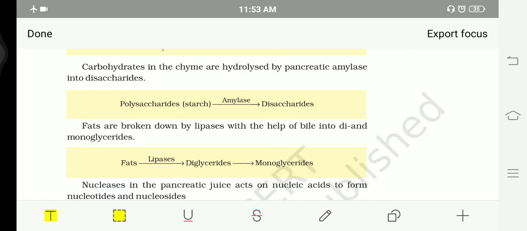When we come to protein digestion, in the stomach the protein digestion already starts with the help of renin and pepsin enzymes. In the small intestine, the trypsinogen enzyme is an inactive enzyme. It becomes an active enzyme called trypsin with the help of one more enzyme called enterokinase. This trypsin enzyme is able to break down the proteases and peptones into polypeptides.